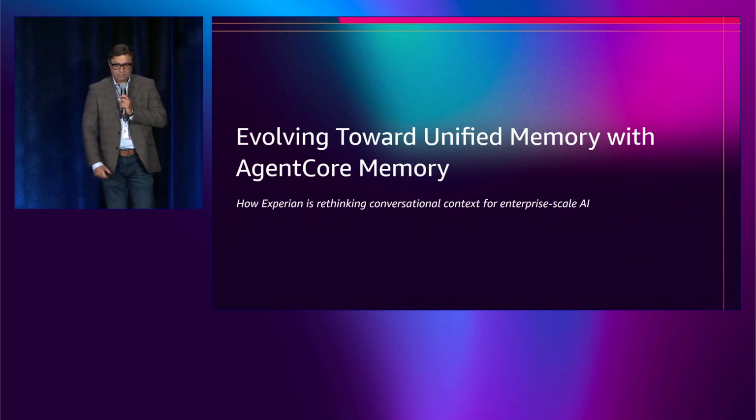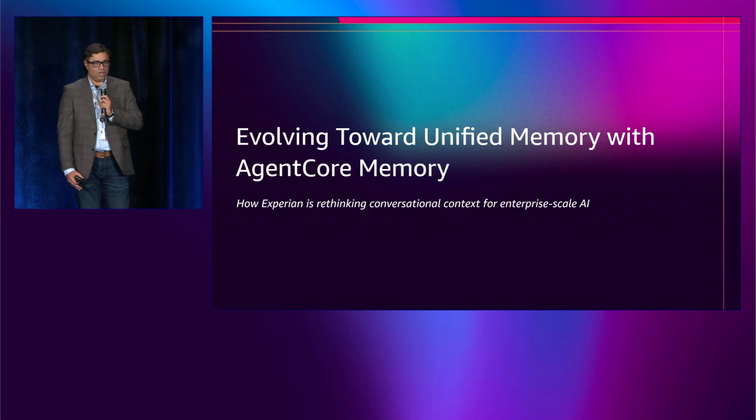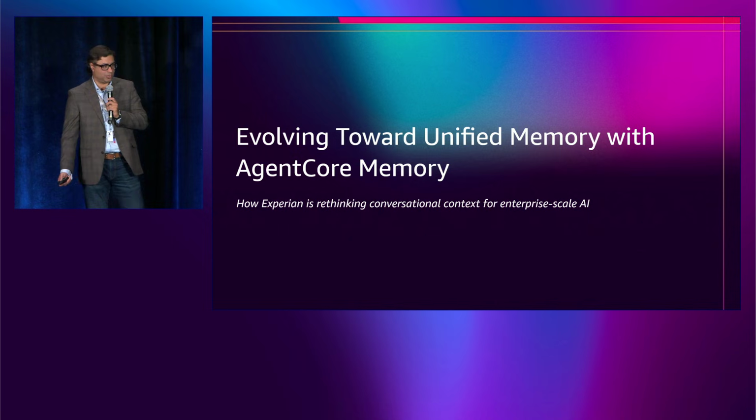Thanks, Jay. I'm Imran Shah. I'm here today from Experian to talk about what you have heard from Mani and Jay, putting this into perspective with an organization at enterprise scale. I'm here to talk about Experian's journey of how we have moved from short-term memory to a unified memory architecture, and especially using AgentCore memory to simplify our direction within Experian.